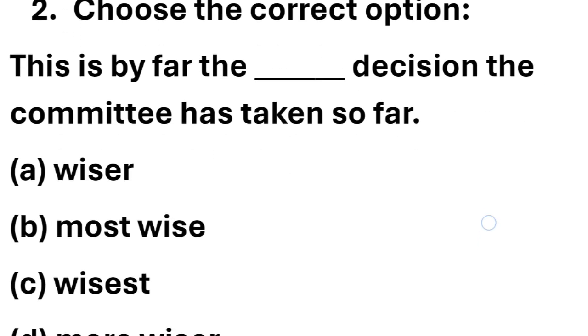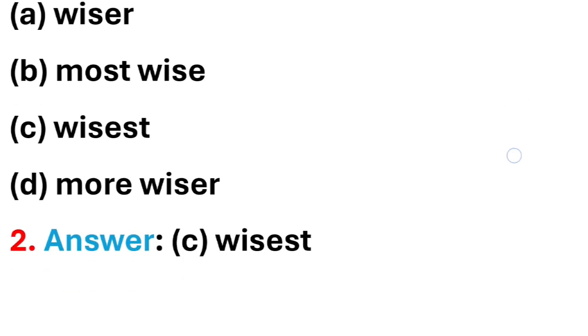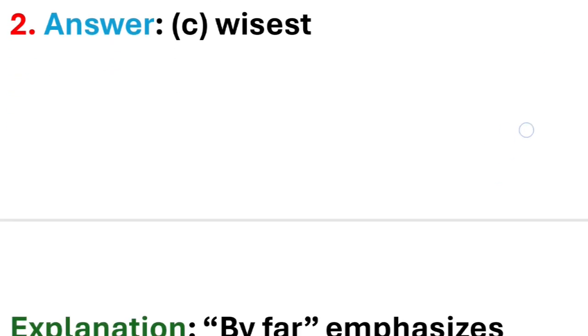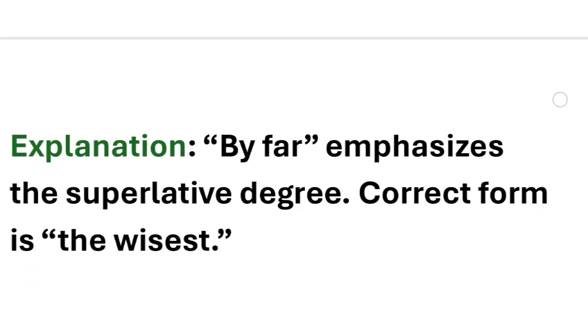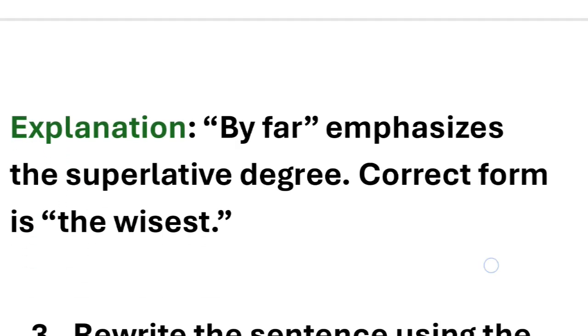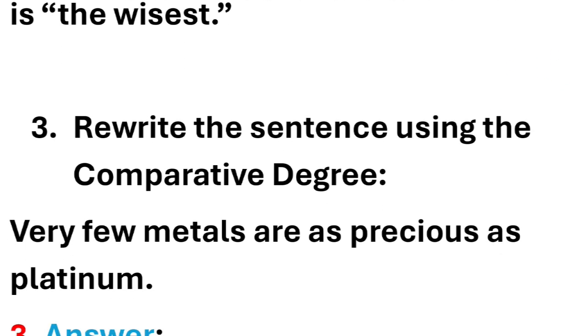Let's talk about question 2. Choose the correct option. This is by far the dash decision the committee has taken so far. So it should be C, the wisest decision. "By far" here emphasizes the superlative degree. So the correct form should be the wisest.